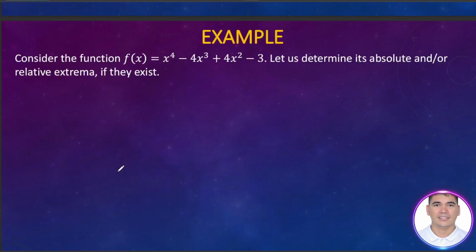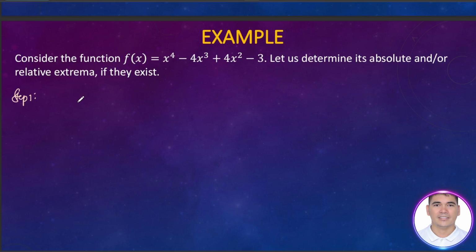The last example, consider the function f of x is equal to x to the fourth power minus 4x cubed plus 4x squared minus 3. Let us determine its absolute and or relative extrema if they exist. Step 1 is to find the domain and the critical numbers.